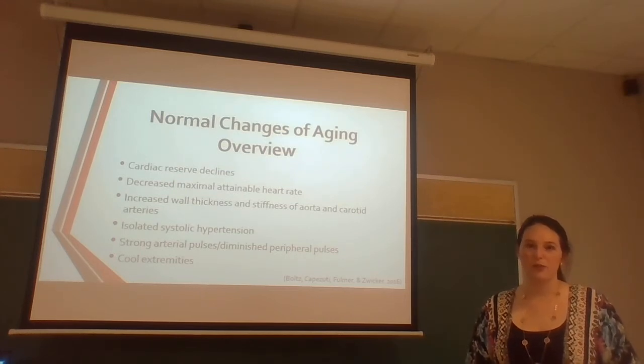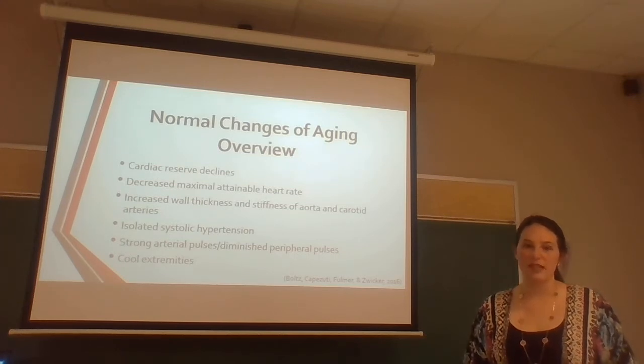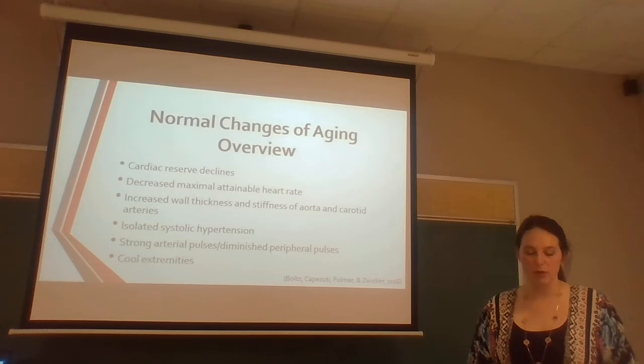The older adult will have increased wall thickness and stiffness, which results in decreased vessel compliance and a higher SVR. They may also lead to increased risk in isolated systolic hypertension and wide pulse pressure. The older adult will develop strong arterial pulses, they'll have diminished peripheral pulses, potential inflamed varicosities, and cool extremities.